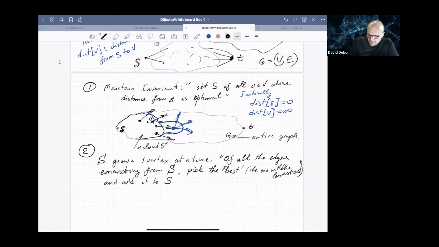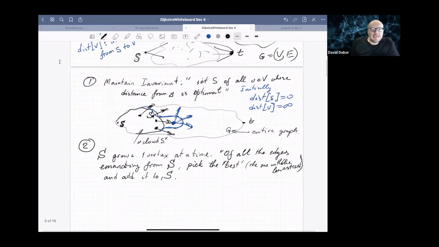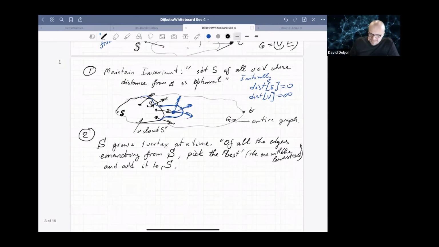And finally, this is the last step: update the distance estimate to this new vertex.